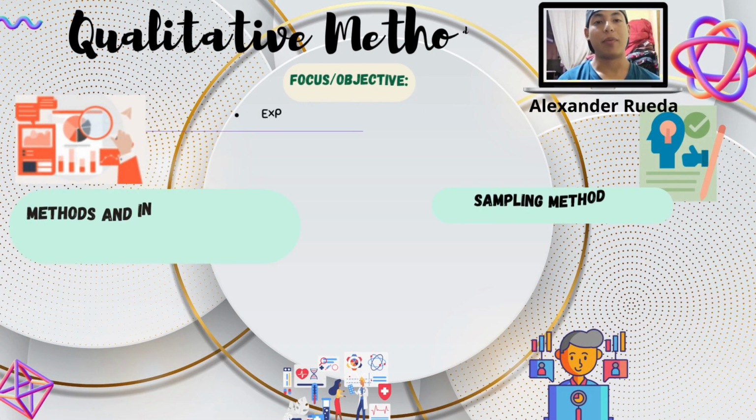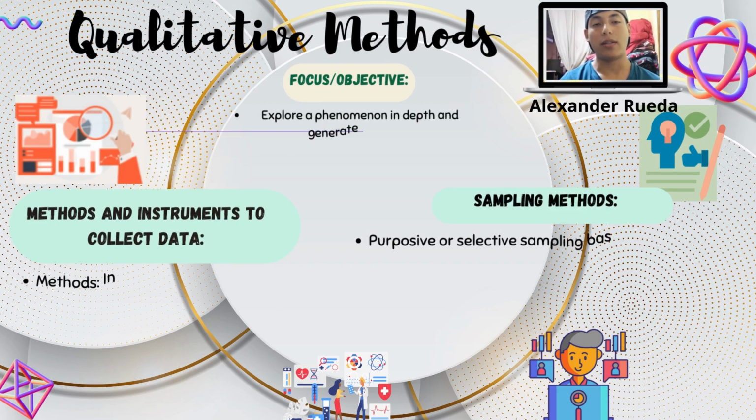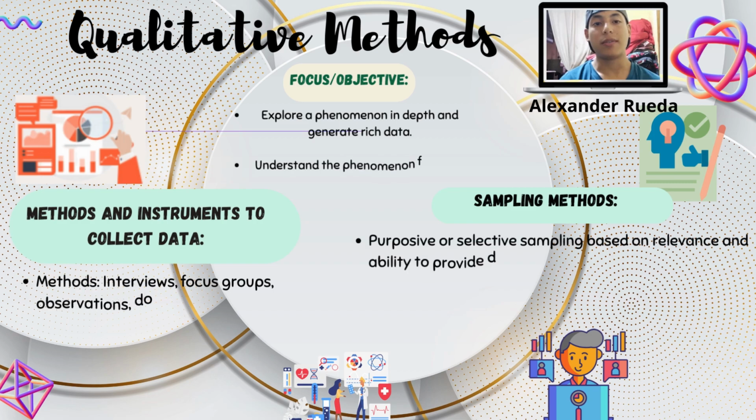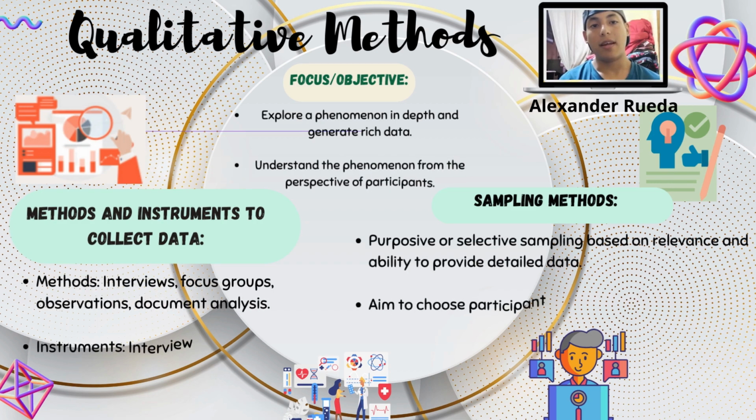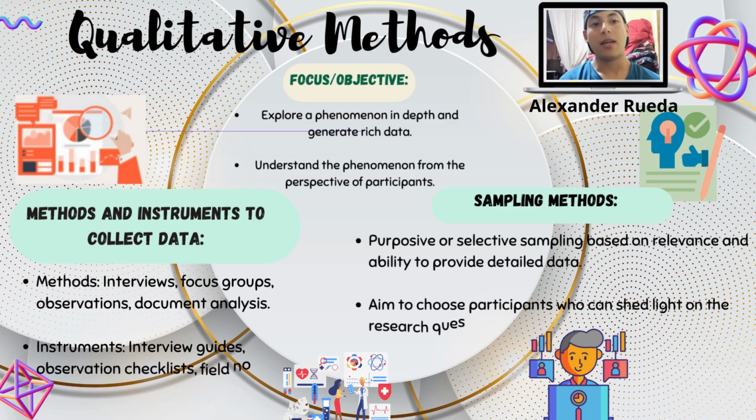Thank you. Qualitative research methods. It is a process of naturalistic inquiry that seeks an in-depth understanding of social phenomena within their natural settings. It focuses on the why rather than the what of social phenomena and relies on the direct experience of human beings as meaning-making agents in their everyday lives. Its methods are interviews, focus groups, observation, and document analysis. And its instruments are interview guides, observation checklists, and field notes.